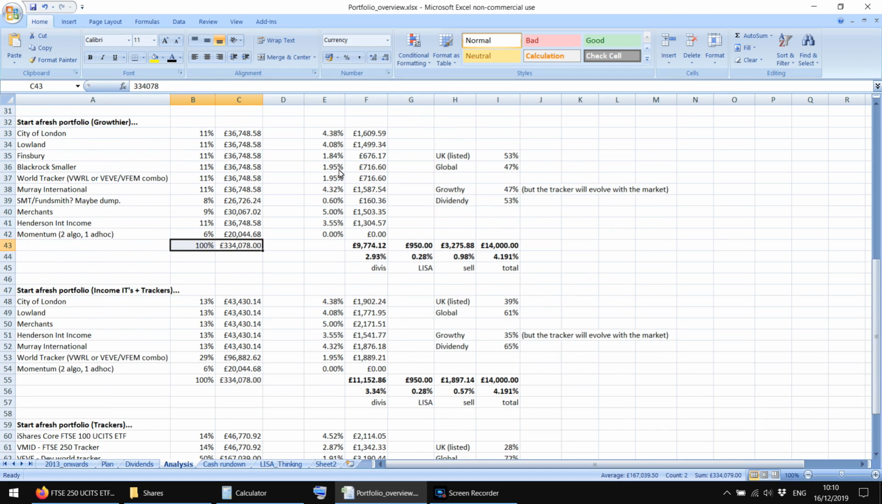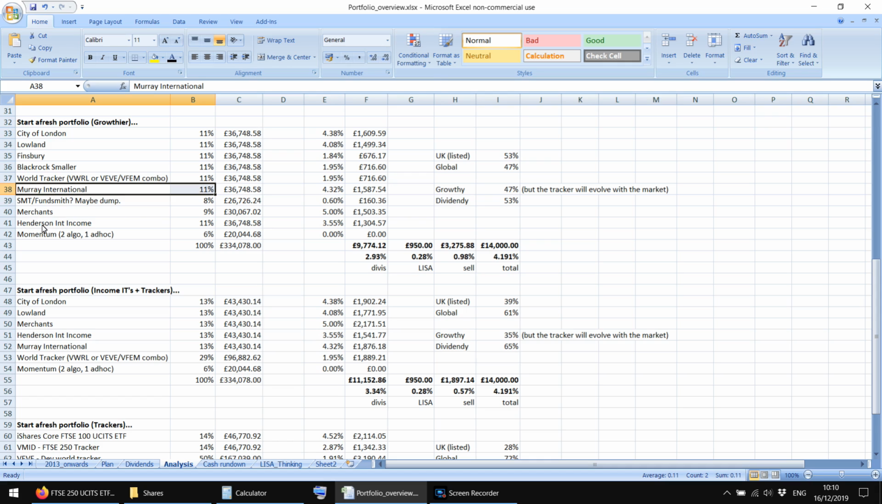So the first one is just to go a bit growthier. And all of them are severely reducing the number of holdings as well. So what I've got here is all of the holdings I own already. My favourite investment trusts: City of London, Lowland, Small, BlackRock Smaller, Finsbury, Murray International.